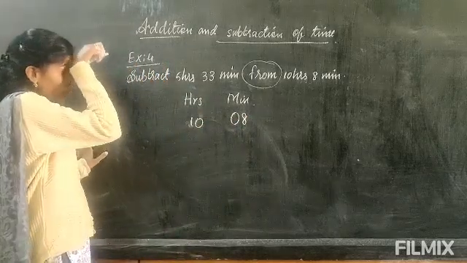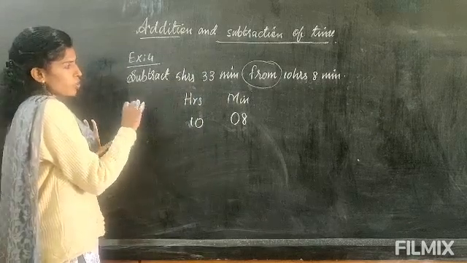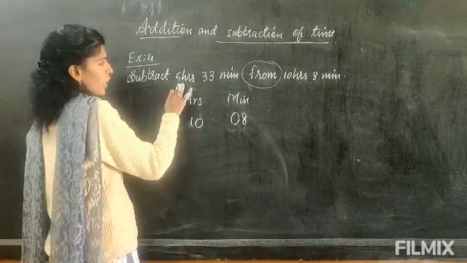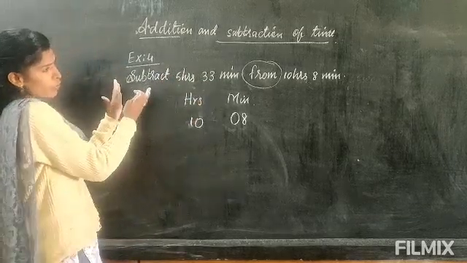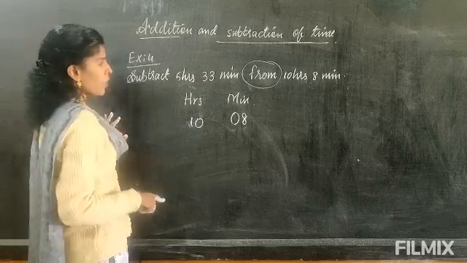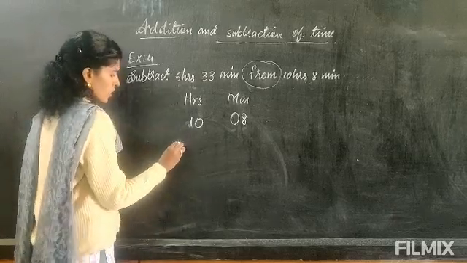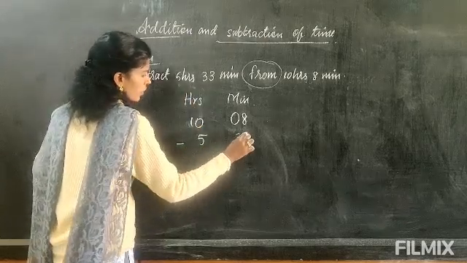Most of the time I find that you are writing what is given first, first. In subtraction, be careful, always write the bigger number first. In division also, write the bigger number always. Now it is a subtraction. You write the next number. It is 5 hours and 33 minutes.